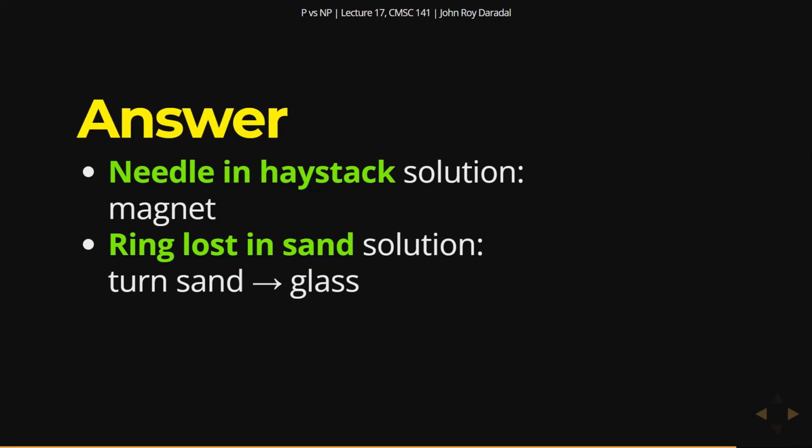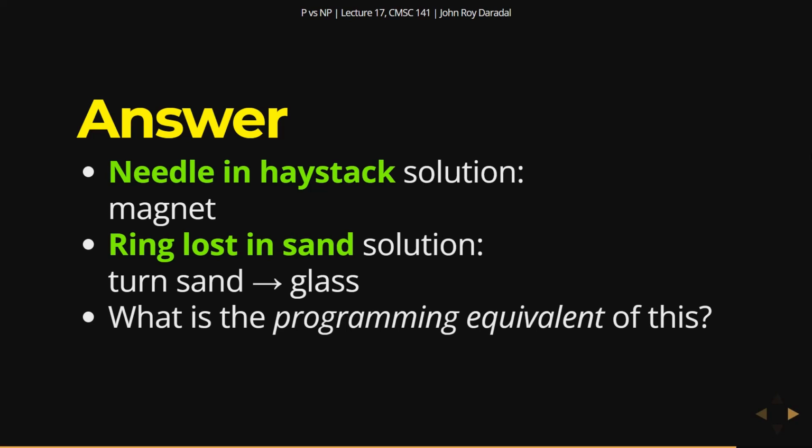Okay, now what is the programming equivalent of this? What is the programming equivalent of a magnet or turning sand into glass, so that you could find the answer without having to look through everything, without having to search through all possible solutions? Is there a programming equivalent of this?